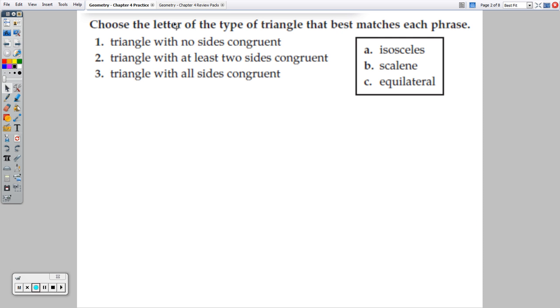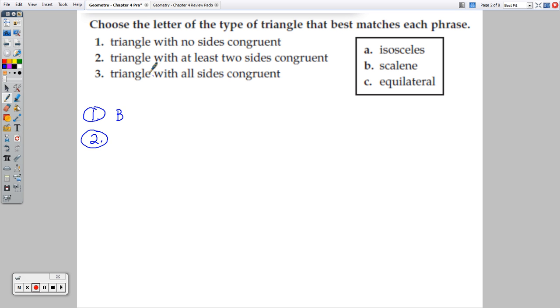Triangle with no sides congruent. We're trying to choose the letter of the type of triangle that best matches each phrase. So just a simple matching exercise here. It looks like number 1, no sides congruent, would be a scalene triangle there. So I'm going to say that is choice B.